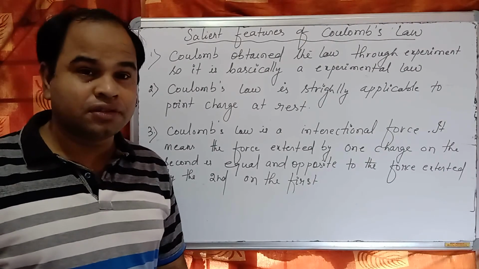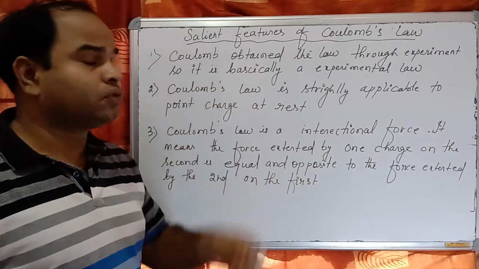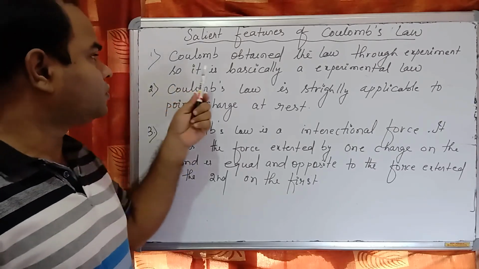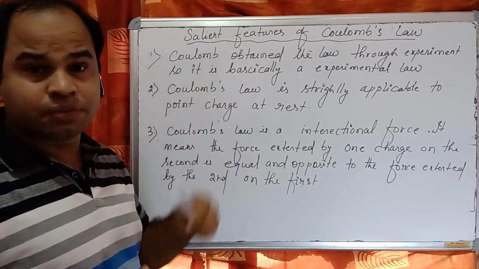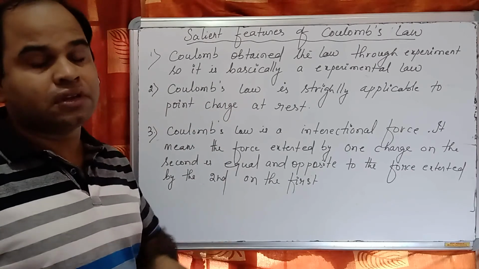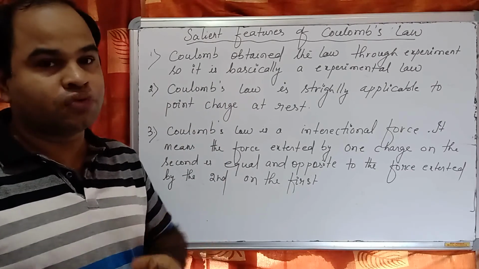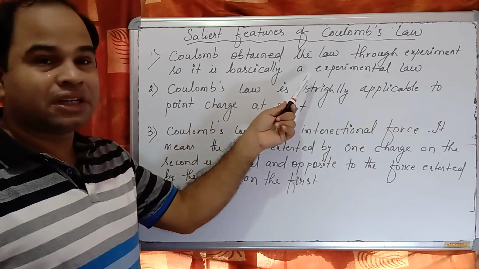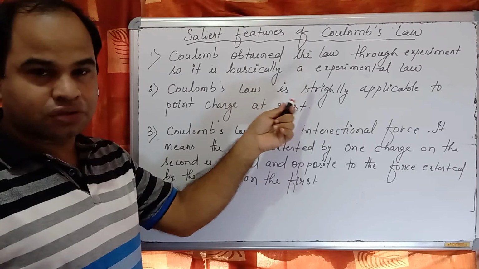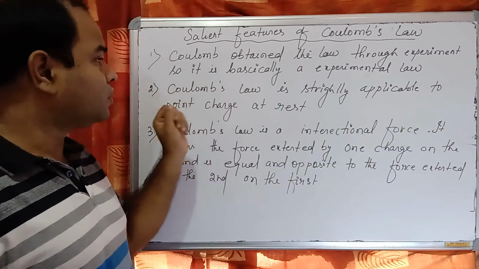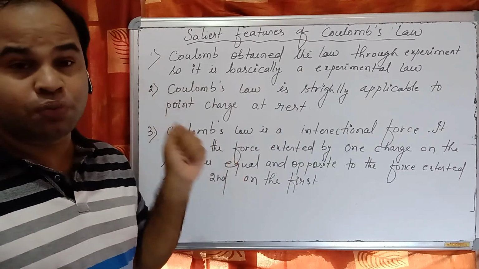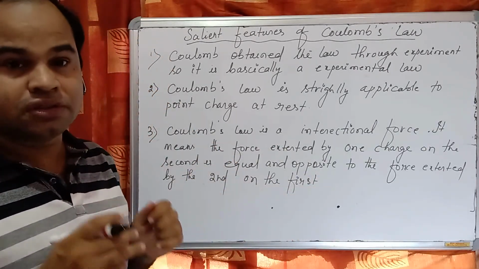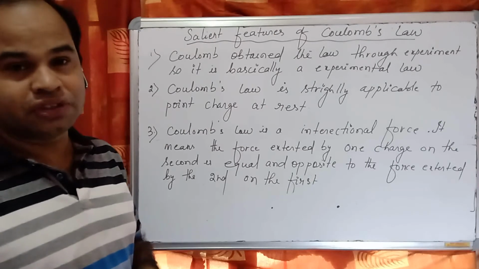Next is salient features of Coulomb's law. The first feature is that Coulomb obtained the law through experiment. By experiment he proved this law, so it is basically an experimental law. Next, Coulomb's law is strictly applicable to point charges which are at rest.